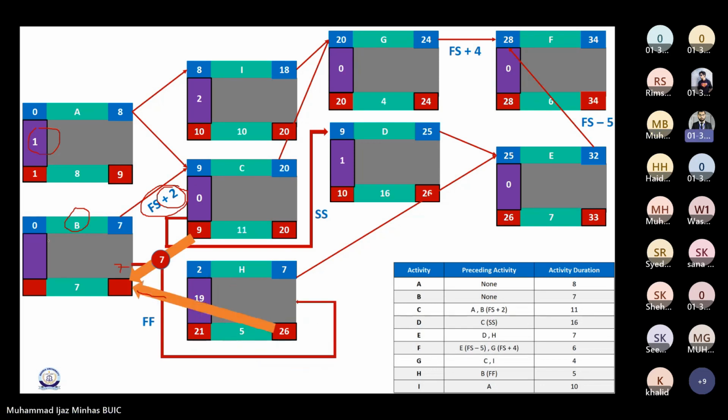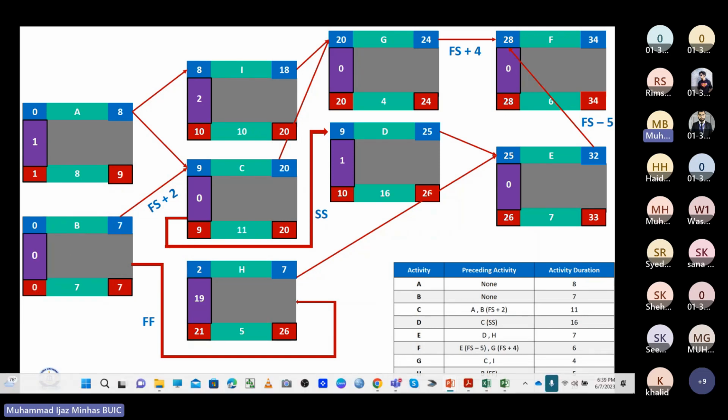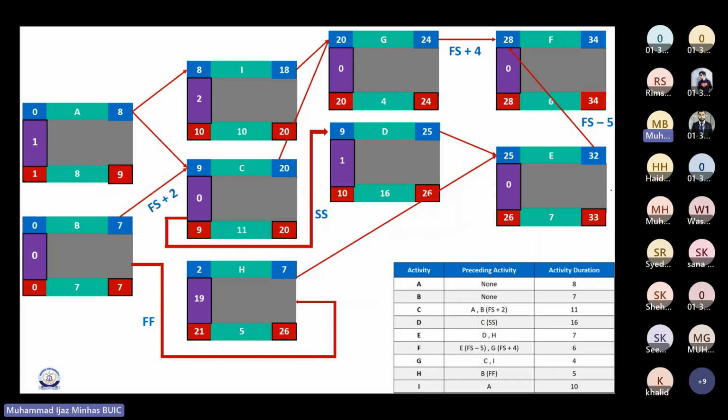But B is also linked with H with a finish to finish relationship. So that means this activity should finish on 26th, right? So 7 is coming from here, 26 is coming from here. Which one to pick? 7, right? So I'll just write 7 here. 7 minus 7 is going to give me 0. And obviously 0 minus 0, the float is also 0. So we are done with the backward path as well.